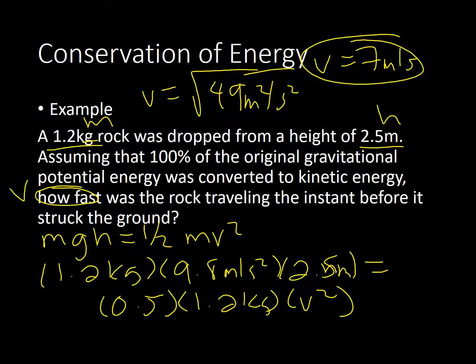Okay, so 1.2 times 9.8 times 2.5 gives me 29.4. 1/2 times 1.2 gives me 0.6. 29.4 divided by 0.6 gives me 49, and the square root of 49 is 7. So that gives us an overview of kinetic and potential energy formulas, how to solve for them, and also being able to set them equal to each other.